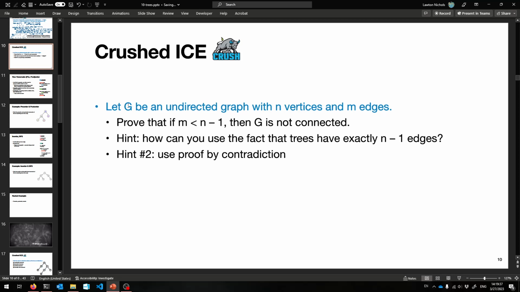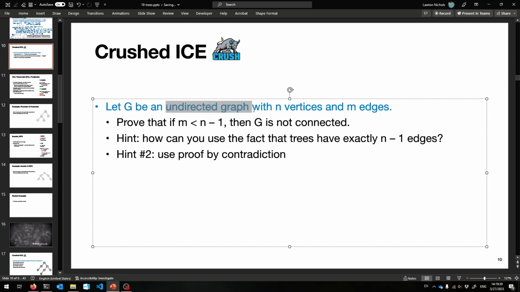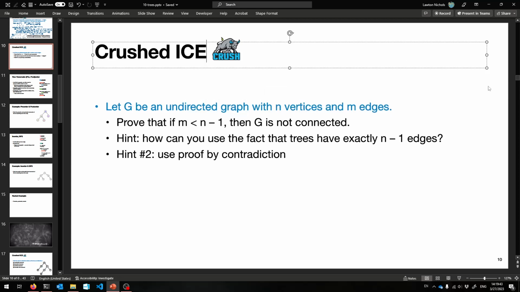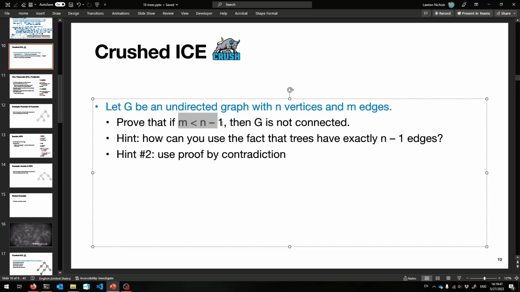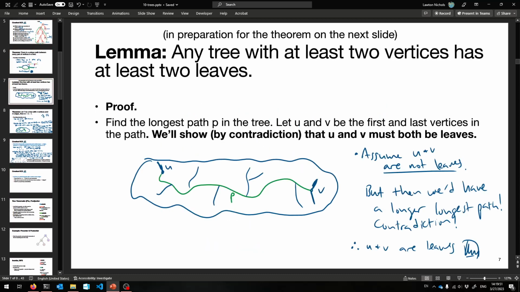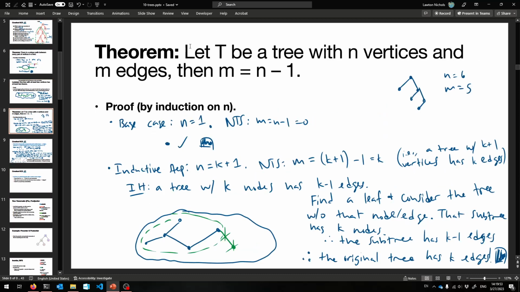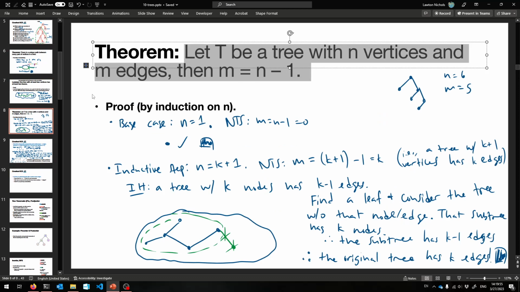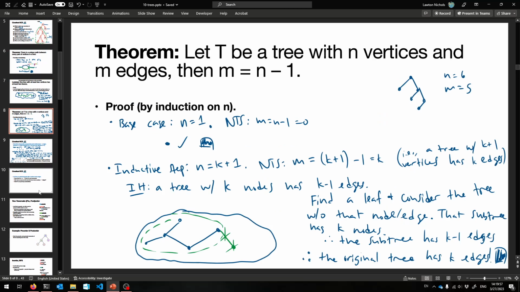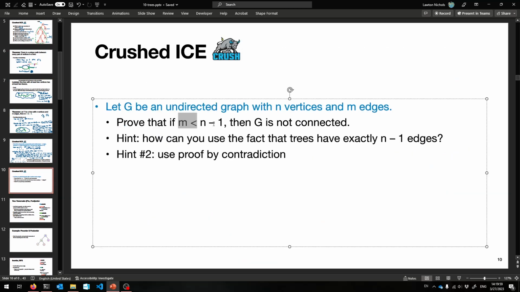So pretend we have a graph G, pretend it's undirected, and it has n vertices and m edges, so some arbitrary number. Prove that if m is less than n minus 1, right, if it's exactly equal, it is a tree, prove that if it's less than that, if it's less than n minus 1, it can't be connected. If m is less than n minus 1, it can't be connected.